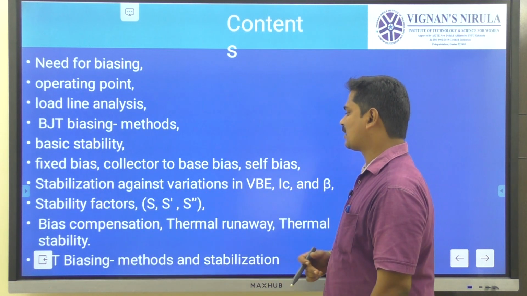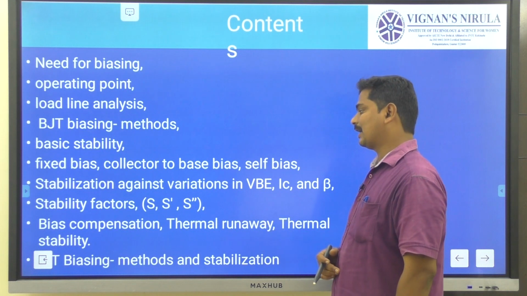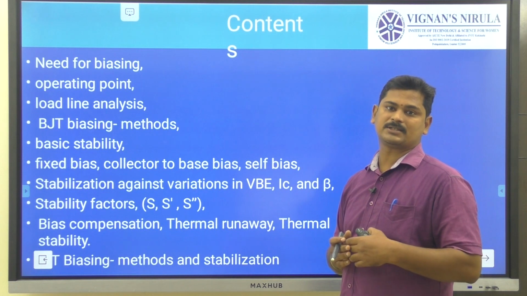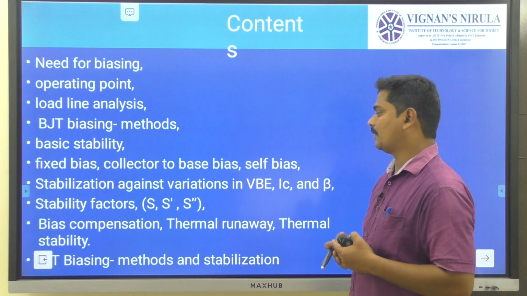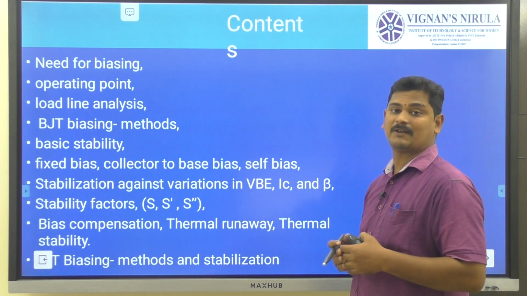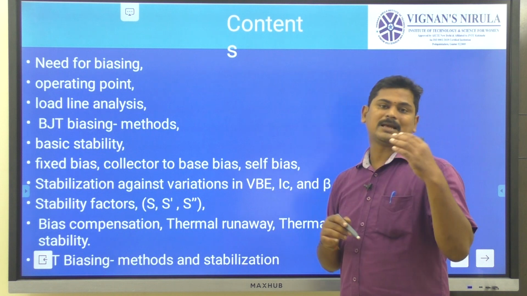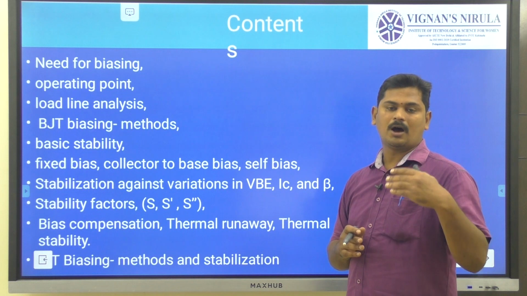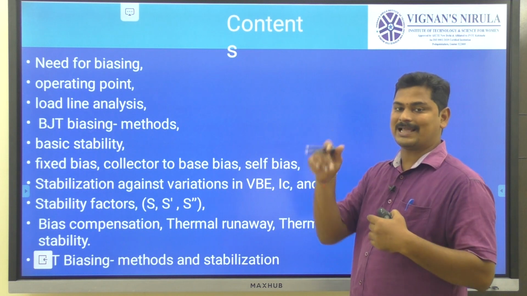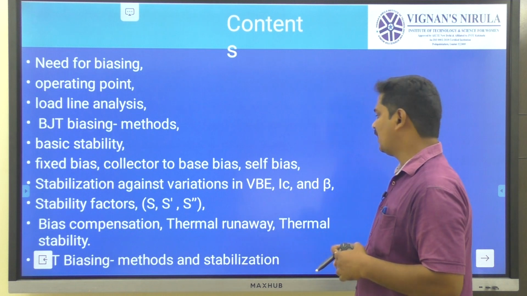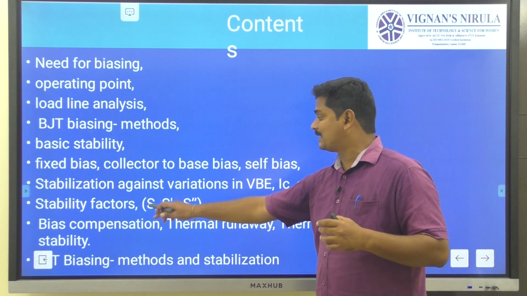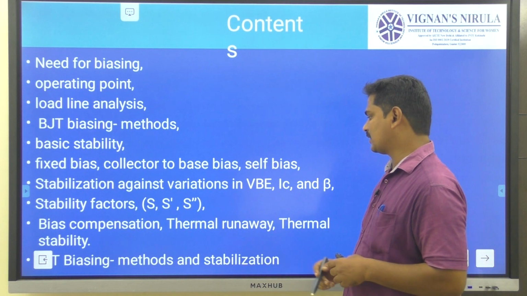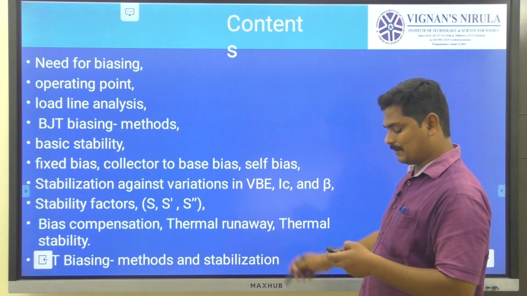Next are the basic compensation techniques, thermal runaway and thermal stability. There are various compensation techniques, for example the thermistor. Thermal runaway means how the temperature cyclically affects your reverse saturation current. If the reverse saturation current varies, the collector current varies, and that cyclic process is thermal runaway. Whenever the stability factor is low, thermal stability is high. Next is BJT biasing methods and stabilization methods.